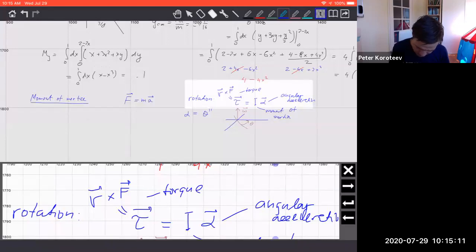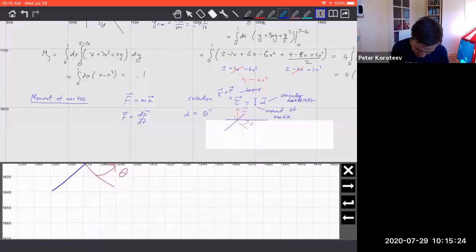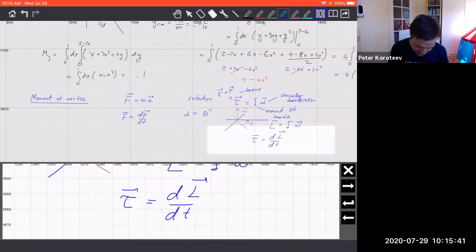Another way to write it: as we know, Newton's second law can also be written as the derivative of the momentum over time. And here we can write tau as the derivative of the angular momentum over time, where angular momentum is the product of the moment of inertia times the angular velocity. So there's a complete analogy between the linear motion and the rotational motion.